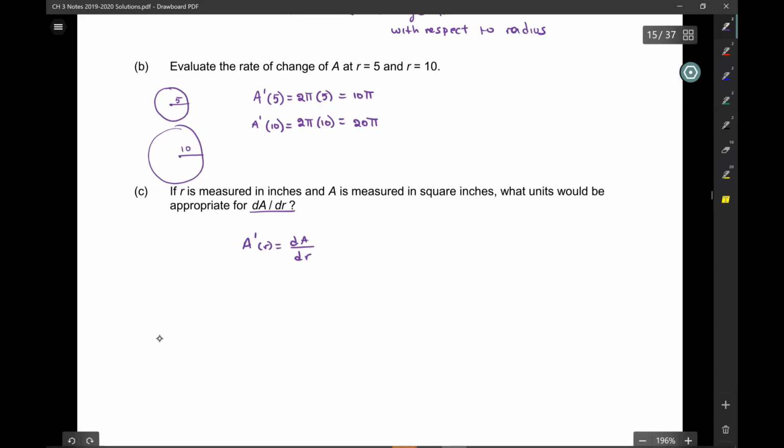Now, if R is measured in inches and A in square inches, the change in A is inches squared, the change in R is inches, and that's all. Inches squared per inch is the unit. You don't cancel them out and say inch, okay? So the area is changing in this first case at a rate of 10 pi square inches per inch of radius. Then it's changing at a rate of 20 pi square inches per inch of radius.